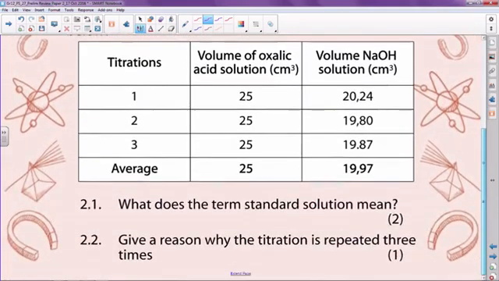So, first 2 questions. What does the term standard solution mean? And give a reason why the titration is repeated 3 times. This shouldn't take you long, so I'm going to give you a minute, and your time starts now.